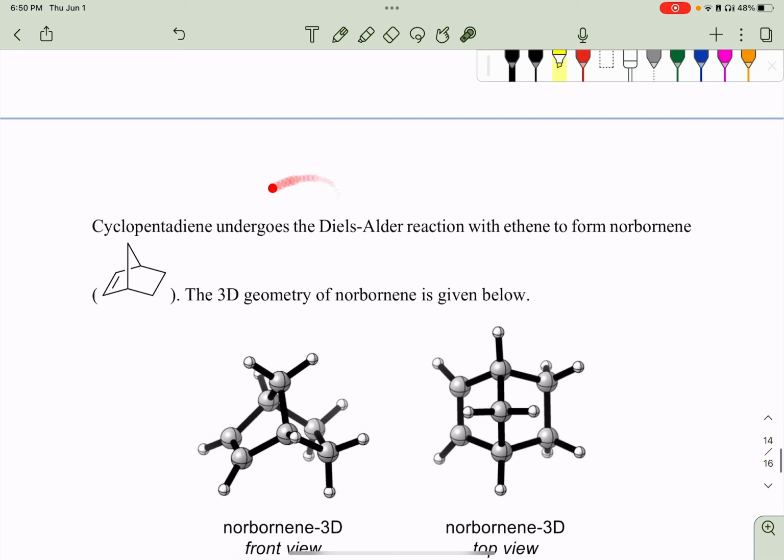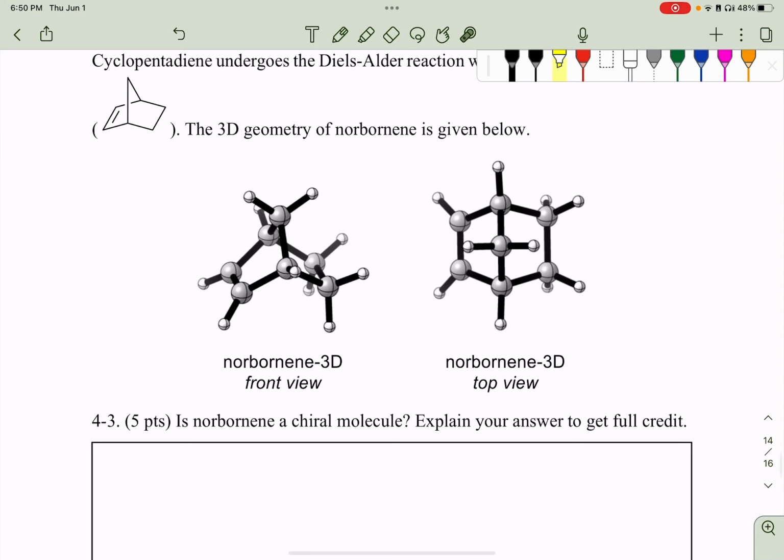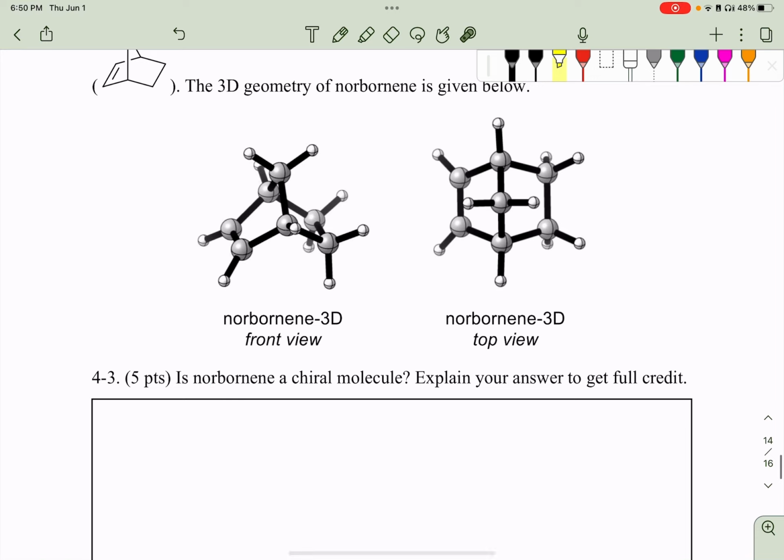Let's keep going. Now, moving on, they say cyclopentadiene undergoes Diels-Alder reaction with ethene to form norbornene. Interesting. The 3D geometry of norbornene is given below. We have the front view, we have the top view. And it's asking, is it a chiral molecule? Well, this top view is actually very obvious. You have a mirror plane that goes right in between here. And now when you have an internal mirror plane, it means it is not a chiral molecule, or it is achiral.